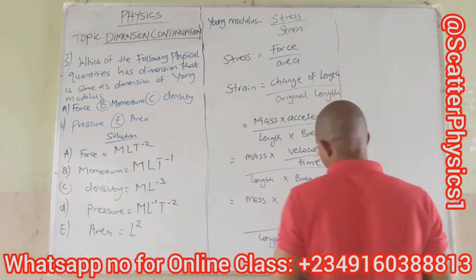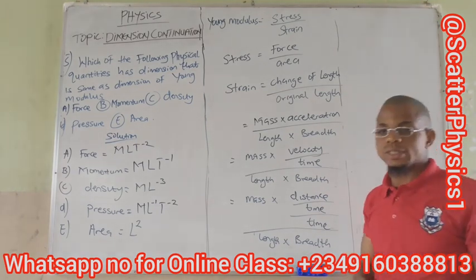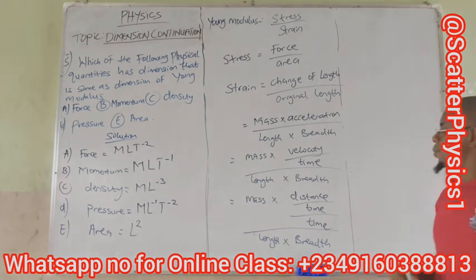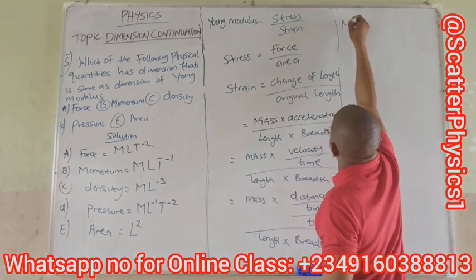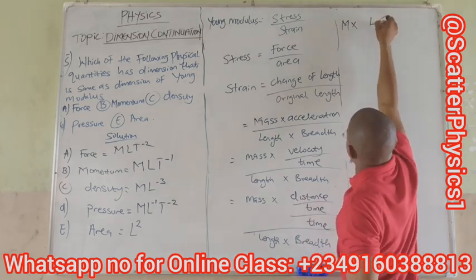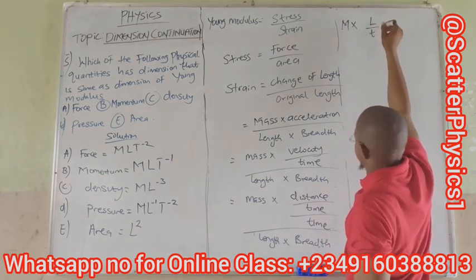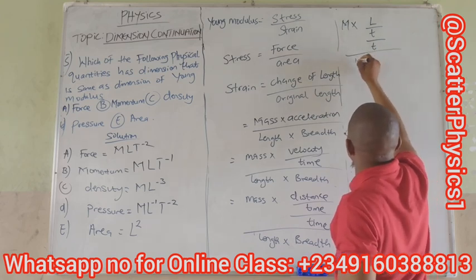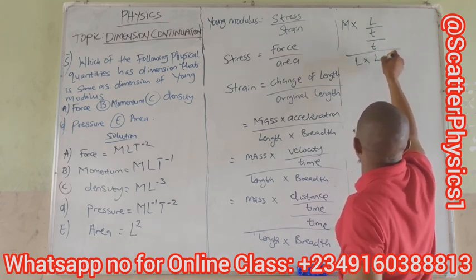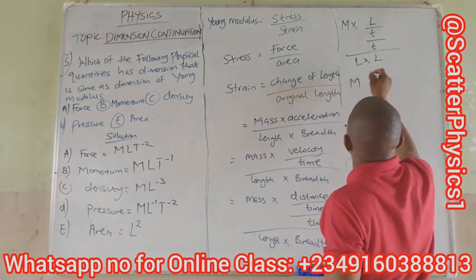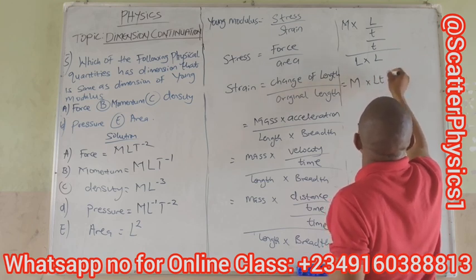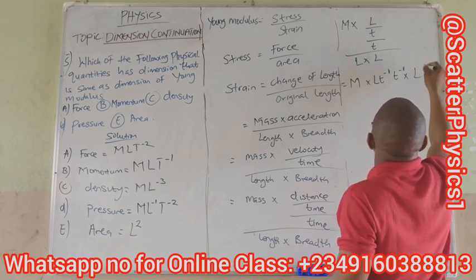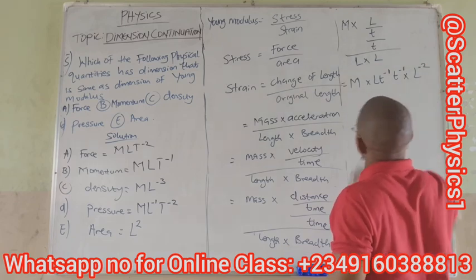Now we apply the three basic quantities in dimension, which are length, mass, and time. Our mass is M, times distance, which is L, over T, time. T again, time, all over length, which is L, and breadth, which is L. So we have M times L T raised to the power minus 1, times T raised to the power minus 1 times L raised to the power minus 2.